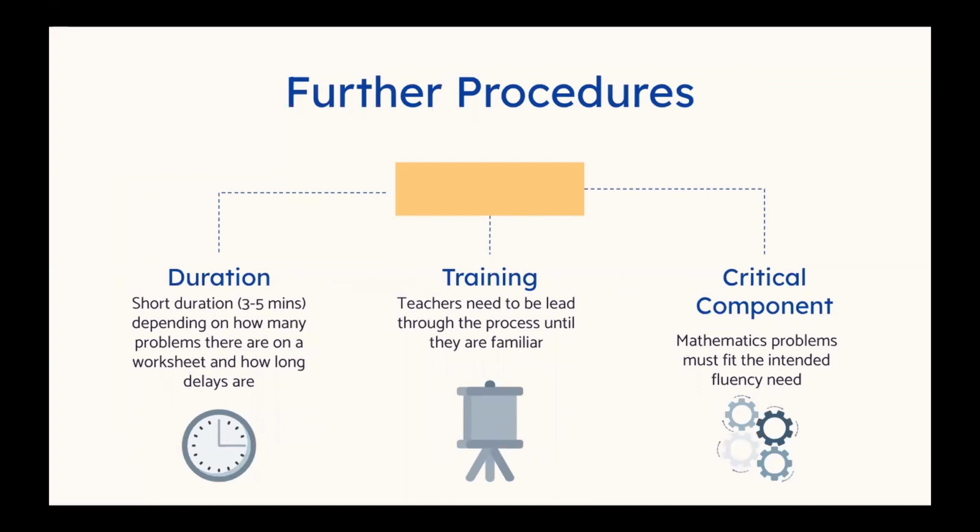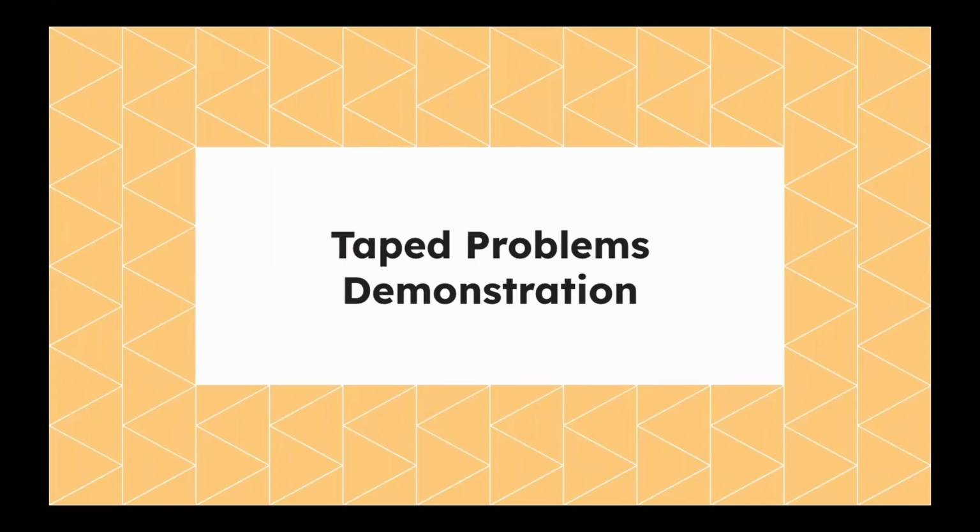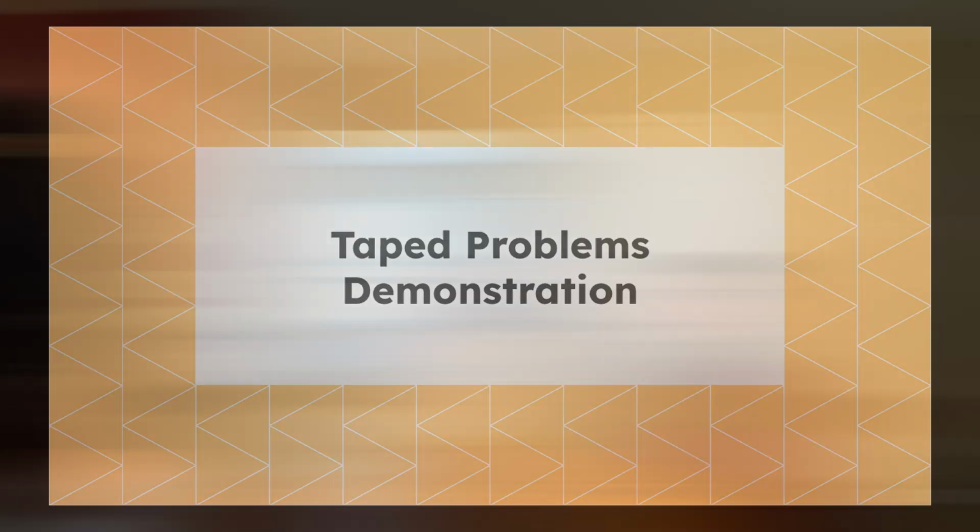2 seconds will not allow students to use complex problem-solving methods and will require them to demonstrate automaticity with math facts, whereas 5 seconds allows students more time to write down the answer. Teachers need to be led through the process and trained before they implement it with students. Also, taped problems is most effective for students in the fluency stage of learning math facts. Next, we will demonstrate to you how to implement taped problems with a small group.